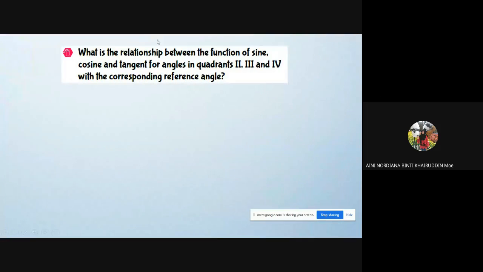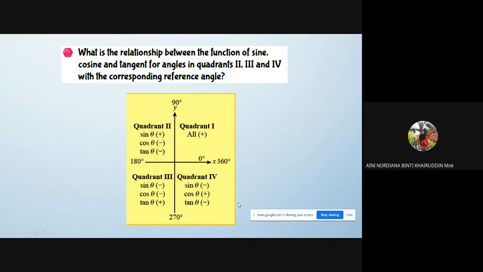So what is the relationship between the function of sine, cosine and tangent? Okay, this one kena hafal. Macam mana nak hafal? Kalau dulu-dulu masa sekolah, kita hafal macam ni. Bukan kita, I hafal macam ni.